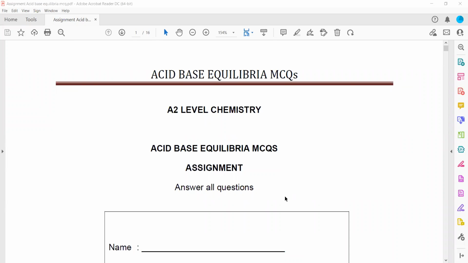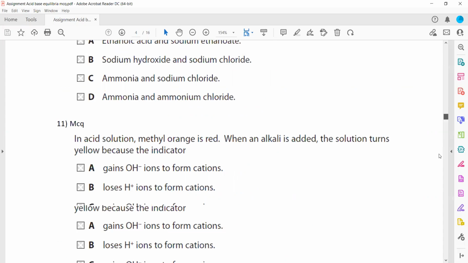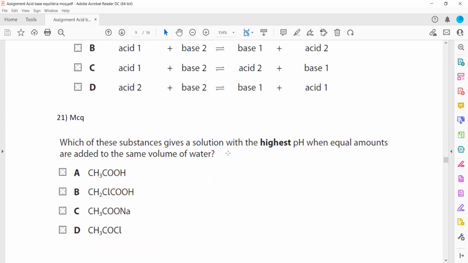So the assignment is related to acid-base equilibrium MCQs. The first 20 MCQs are already recorded, so we start from 21 onward.